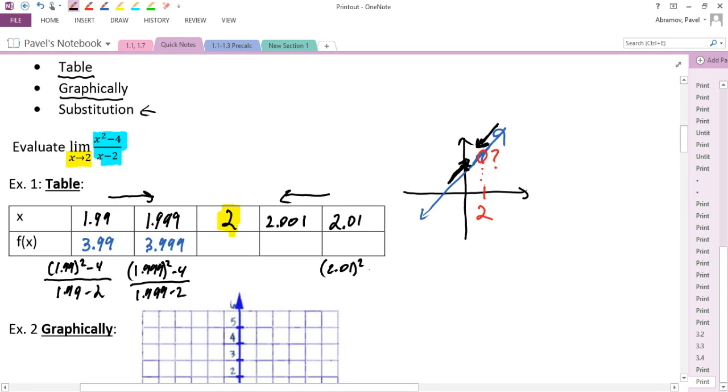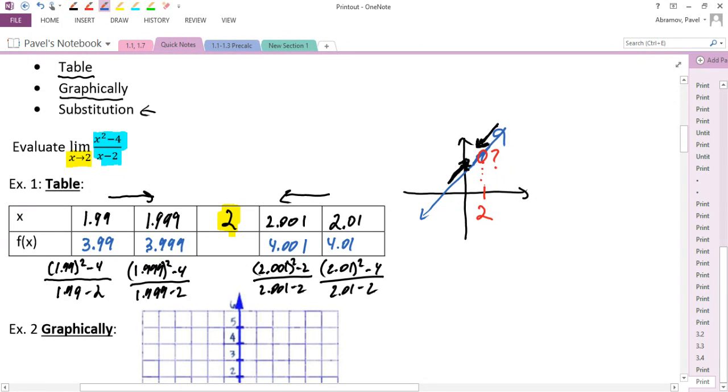So we substitute 2.01 into our function. And we're going to calculate this, and we should get 4.01. And then we're once again going to substitute the next number, closing in even closer to 2. So 2.001 squared minus 4 over 2.001 minus 2, and that should give us 4.001.